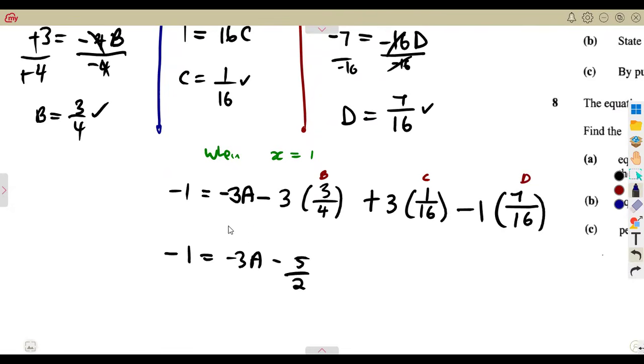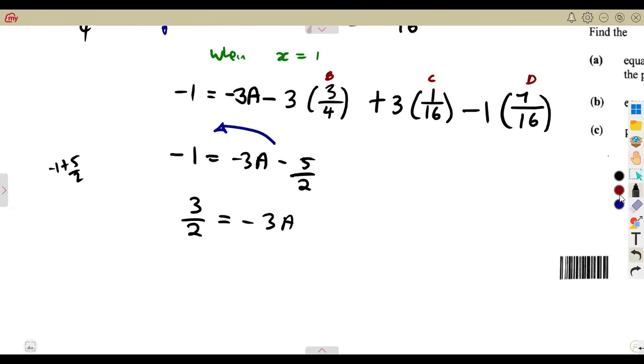Then you can transpose the minus 5 over 2 to this side. That will be a plus. So it will be minus 1 plus 5 over 2, which will give us a positive 3 over 2 equal to minus 3a. So to find the value of a, we can simply divide by negative 3 on both sides. That is obtaining the value of a. So a is going to be negative 1 over 2.